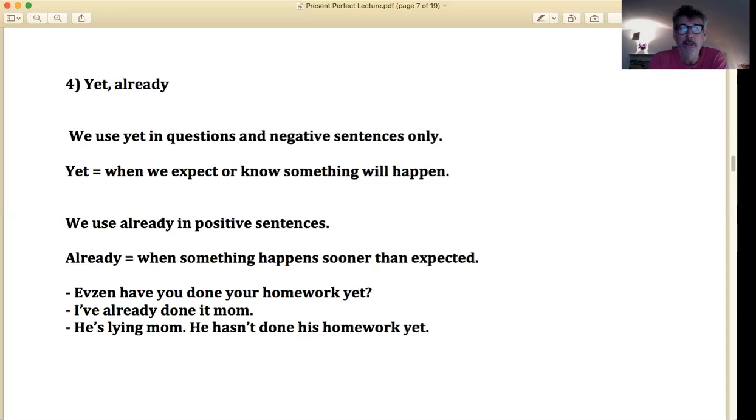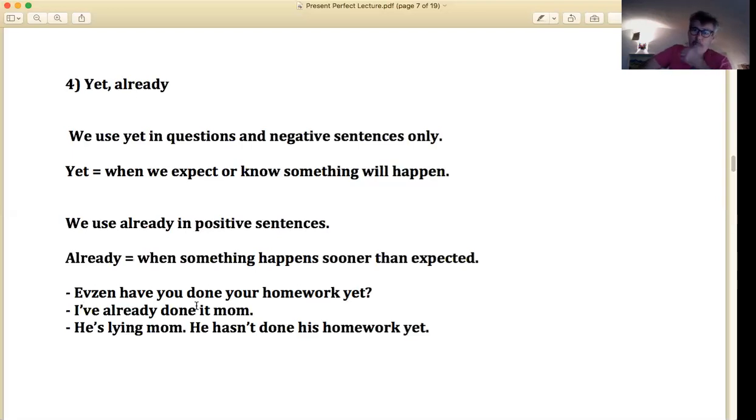Now, we use already in positive sentences very often after a question has been asked with yet, and it's when something is finished, it's done, right? It has been done, and it happens sooner than expected. So here's my example. Evgen, have you done your homework yet? And Evgen's like, oh, I've already done it, Mom. So here's our already.